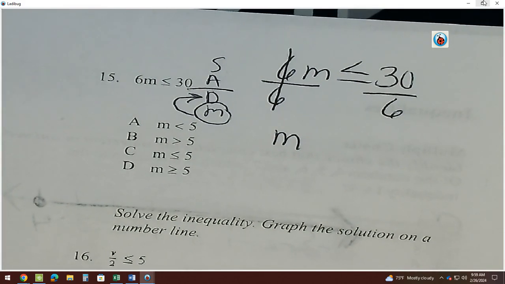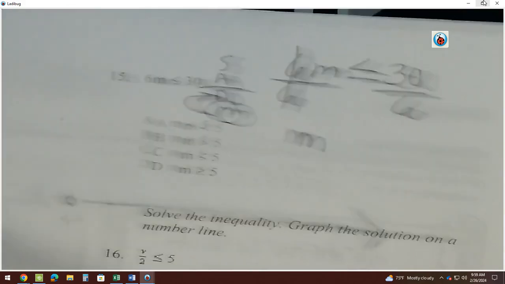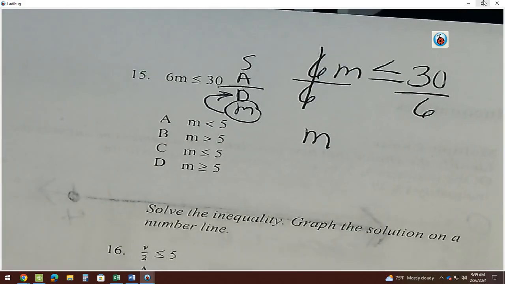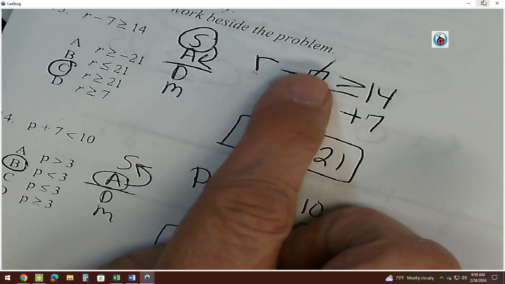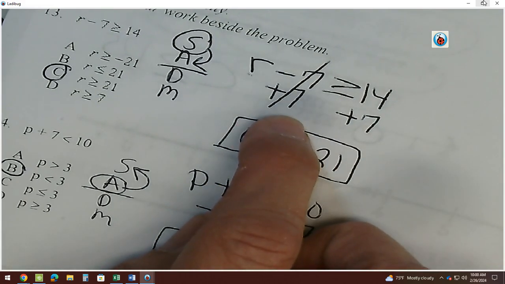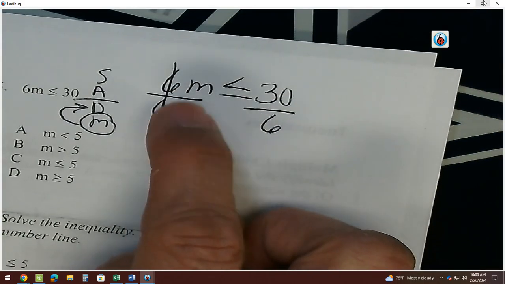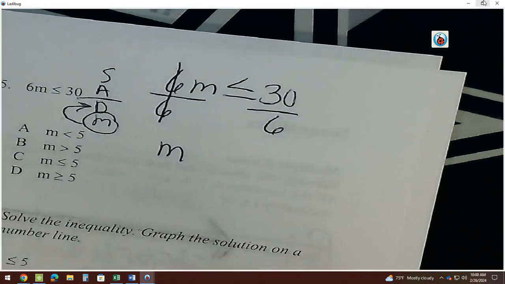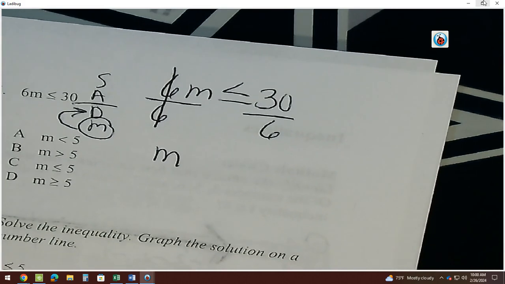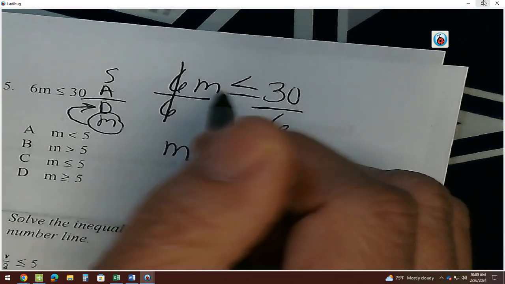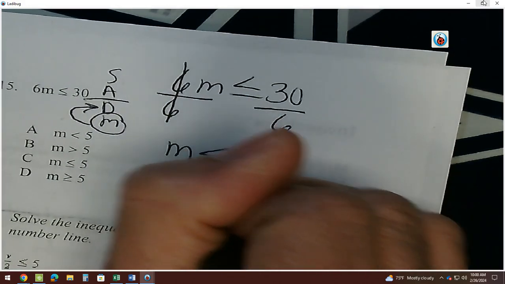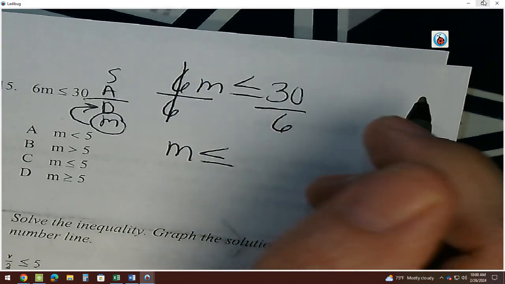Now, do I need to know the why? No, just cancel. I'm happy with that. I'm trying to teach you the why. Like on this one, the reason it would just cancel is because it became 0. And R plus 0 is R. This one, it became 1. And 1 times M is M. You don't need to know the why, I'm just trying to tell you the why. But you could just say it cancels. Let's go to the other side. Don't forget the symbol first. Less than or equal to. What's 30 divided by 6?